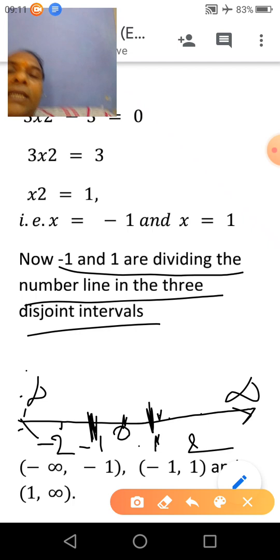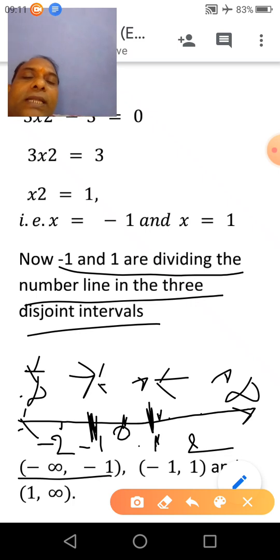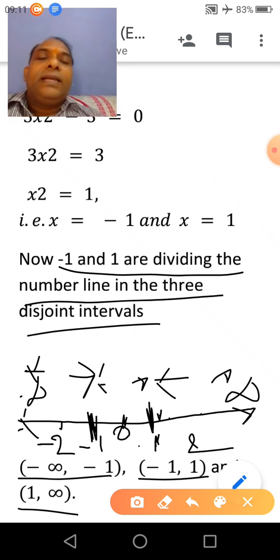So the first interval is minus infinity to minus 1. The second interval is minus 1 to 1. And the third interval is 1 to infinity. Clear? So the first interval is minus infinity to minus 1, the second interval is minus 1 to 1, and the third interval is 1 to infinity. Clear? So now you have 3 intervals.